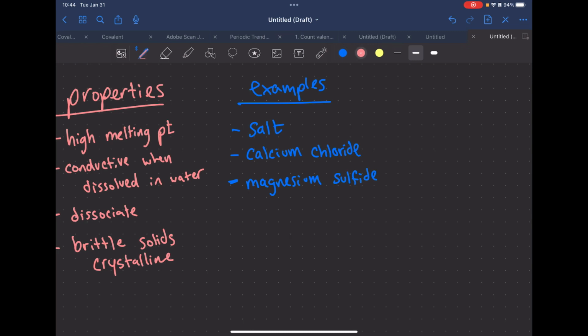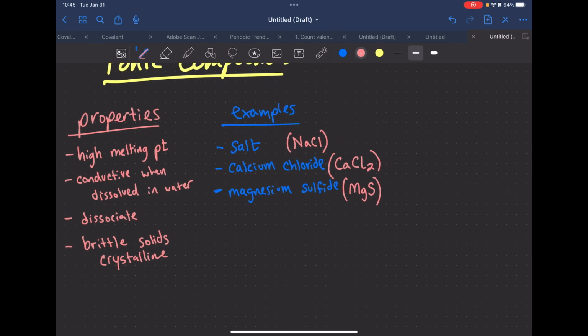Just like when we took our covalent notes, I also want you to have the chemical formulas of these. Salt is otherwise known as sodium chloride, NaCl. Calcium chloride is CaCl2. There's 2 chlorine atoms, or 2 chlorine ions. Then magnesium sulfide, that's MgS. If you got questions on how you know that that's the formula, we'll get there.